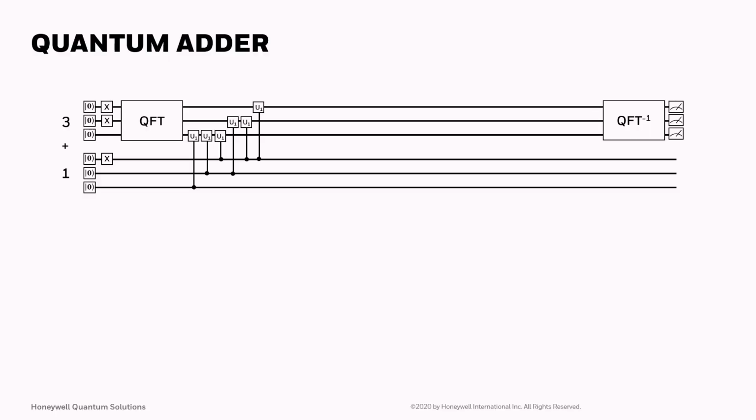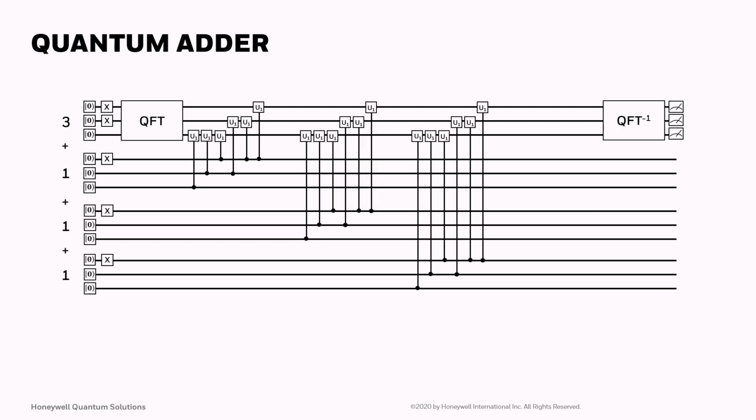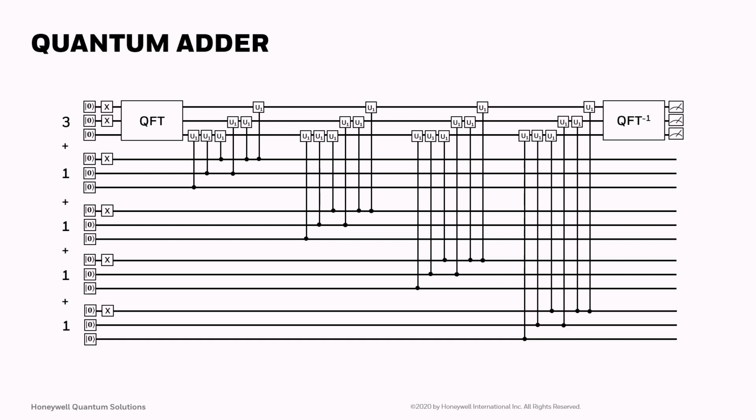So here I'm adding two different numbers. In this case, it's the number 3 and the number 1, where on this top sum register, I program in the number, do a quantum Fourier transform, and then do a series of controlled rotations based on the input register, which in this case is the number 1. But of course, before undoing that quantum Fourier transform and reading out my answer, I could add in other numbers if I so wanted. So here I'm adding the number 1 in repeatedly to that circuit.